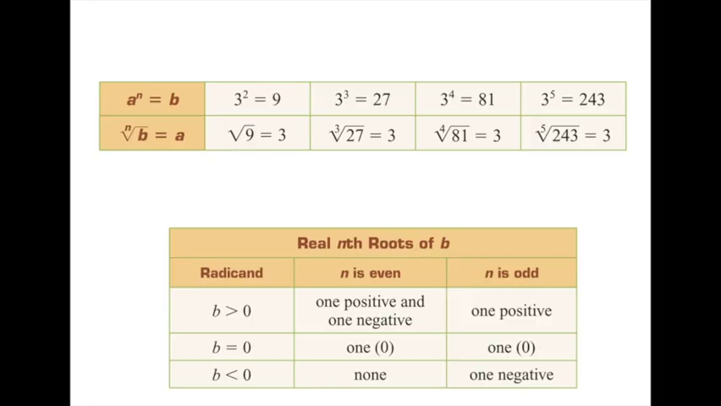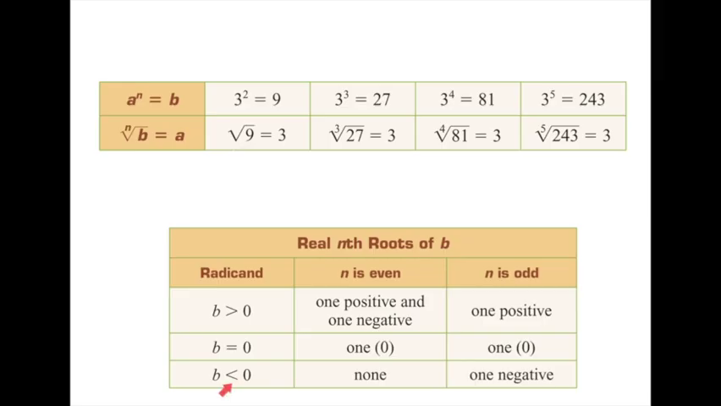If it's odd, so in this example we have 27 in here, that's a positive number and we have an odd index, 3. You're only going to have one answer. Negative 3 won't work, because negative 3 times negative 3 times negative 3 gives negative 27, not positive 27. So if I have an odd index here, I'm only going to have one answer, and it's going to be positive if the inside is positive. If what you're taking the root of equals 0, your answer will always be 0. No matter what root you're talking about, the root of 0 is always 0.